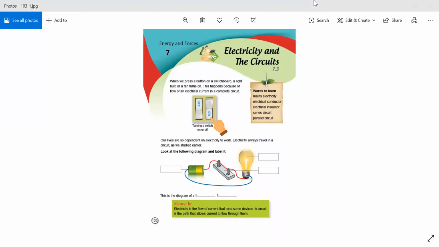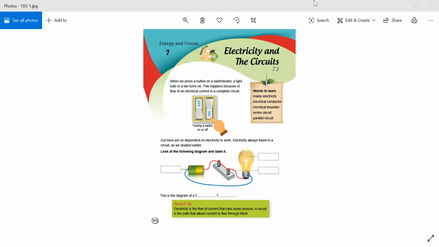When we press a button on the switchboard, a light bulb or a fan turns on. This happens because of the flow of an electric current in a complete circuit. Our lives are so dependent on electricity to work. Electricity always travels in a circuit, as we studied earlier.